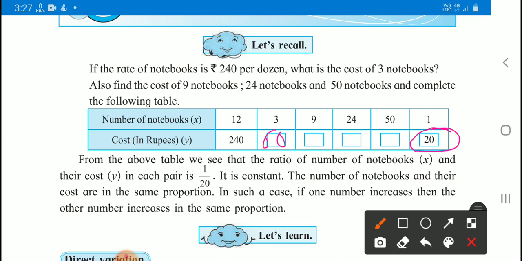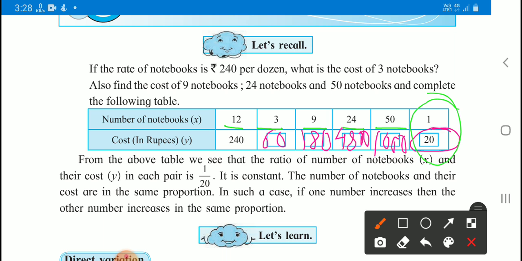Now the price of 9 notebooks, 20 nines are 180. The price of 24 notebooks is 480, and the price of 50 such notebooks is equal to 1000. Okay, if you see the ratio of all these numbers, it is equal to 1 upon 20.